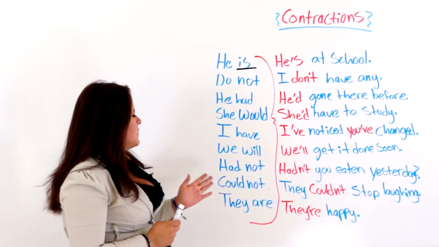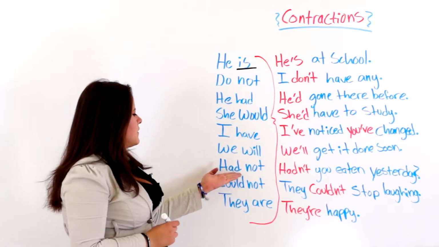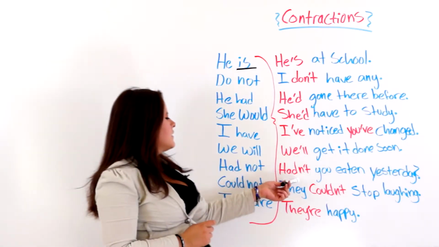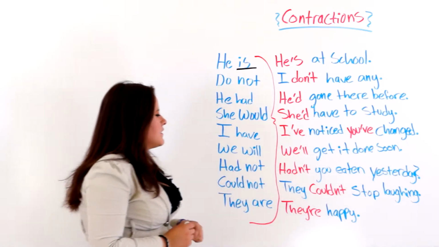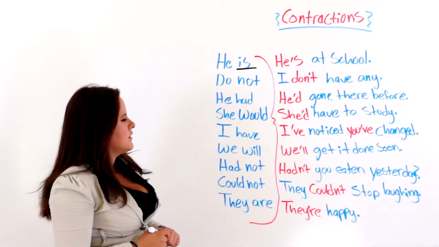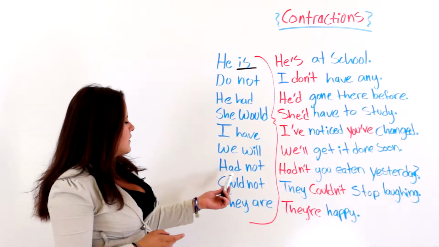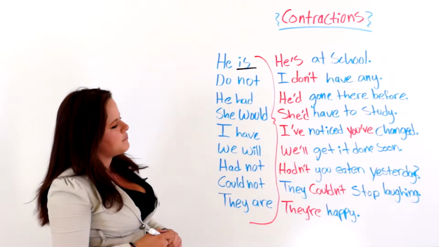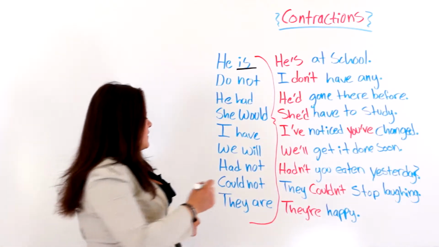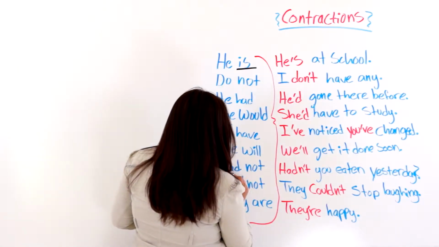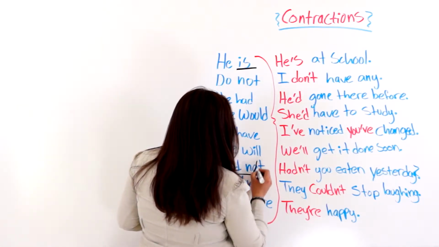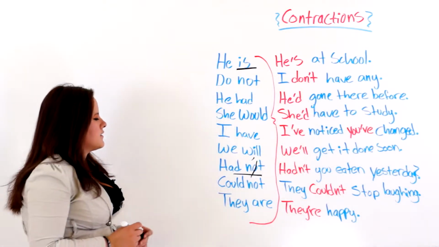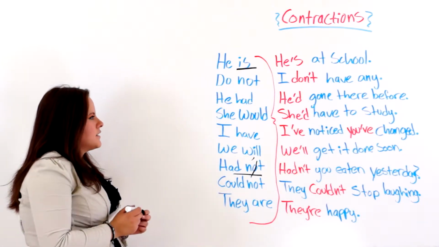For example, if you want to say whatever with not, right? This one right here, had not. You just put had and apostrophe T, hadn't, had not. Hadn't you eaten yesterday? Okay. Could not. They couldn't or they could not stop laughing. Alright? You just take these together, take away the O, and add an apostrophe here. Alright? Had not, hadn't, could not, couldn't.